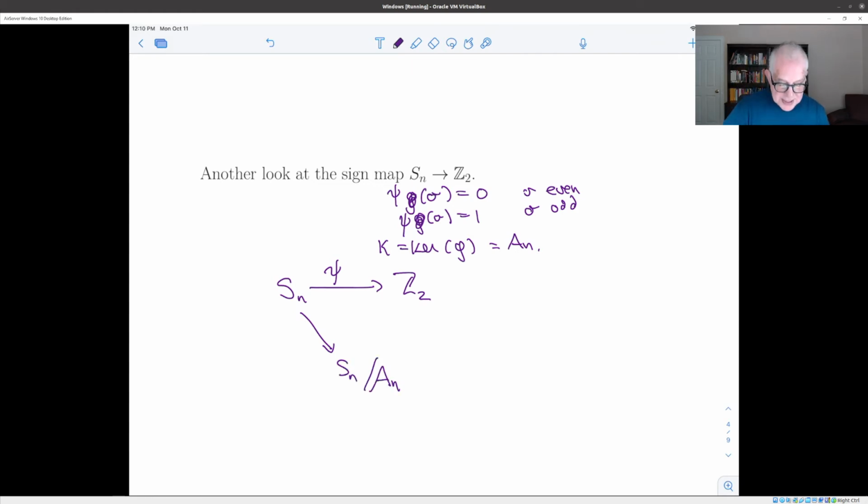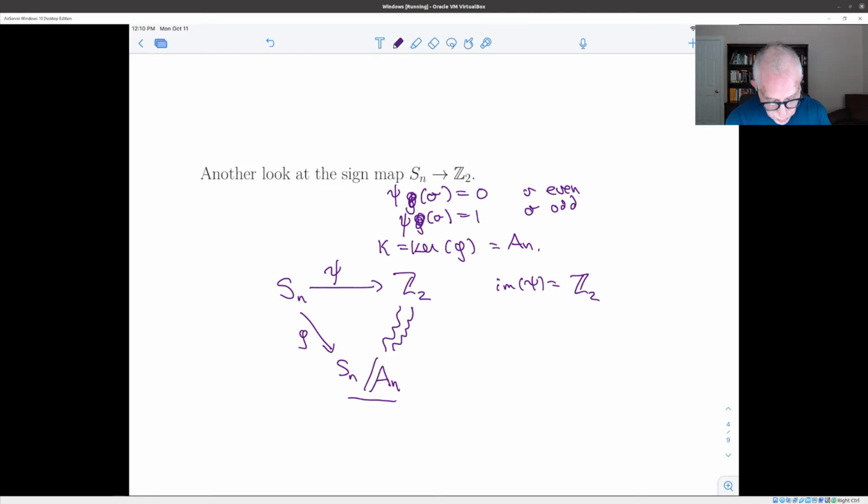And what this is saying is that the map psi, which I've described here, that takes the sign of a permutation, corresponds to an isomorphism between Sn mod An and the image of psi. But the image of psi is all of Z2. There are both even and odd permutations.